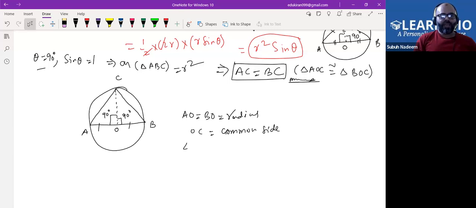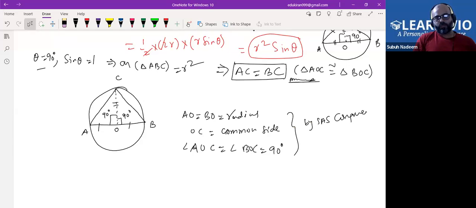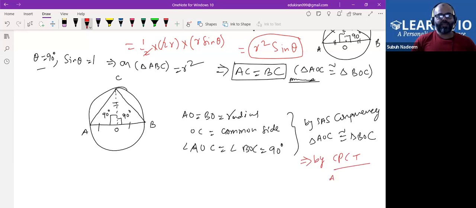And if we see angle AOC is equal to angle BOC, which is equal to 90 degree, so by SAS congruency, triangle AOC is congruent to triangle BOC. We studied congruent triangles in class 10. Do you remember? So by CPCT, corresponding parts of congruent triangles, we can say that AC is equal to BC. And this is what we have to prove actually.